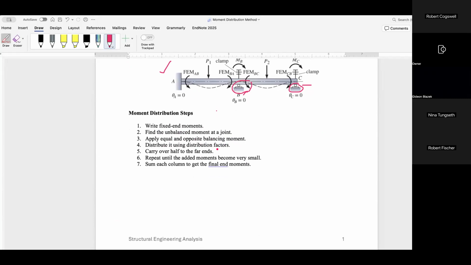Then you need to find the unbalanced moment at the joint, and after that you will compute the distribution factor. After computing the distribution factor, for the balancing you just need to distribute it, and carry over half to the far end. So C means carry, O means over, and M means moment: carry over moment.